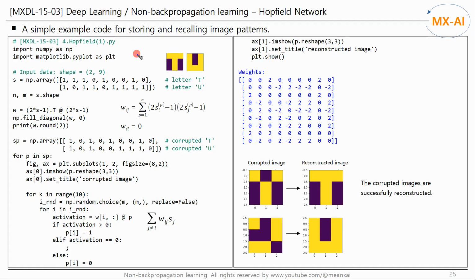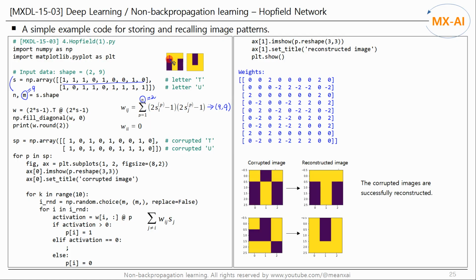Finally, let's implement the process of storing and recalling memories in code. The input patterns are as follows. Each pattern consists of 9 elements. Therefore, the number of neurons in the Hopfield network is also 9. And the weight matrix will have 9 rows and 9 columns. N is 2, the number of input patterns, and M is 9, the number of neurons.